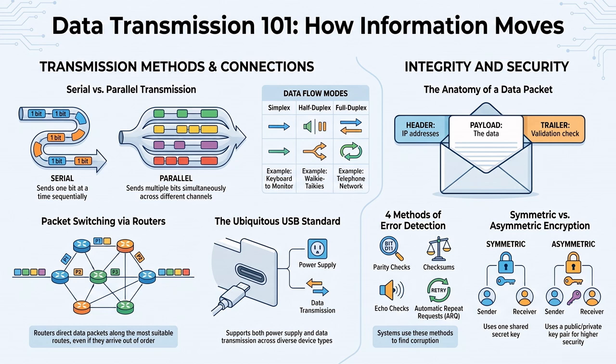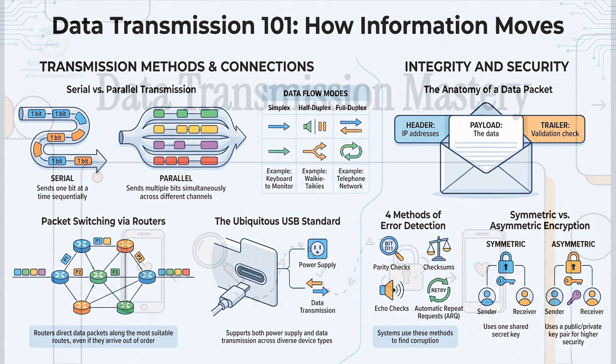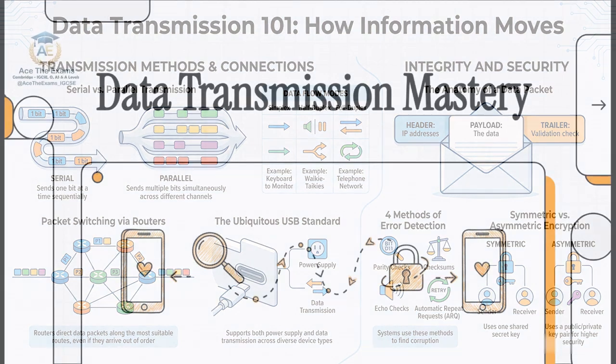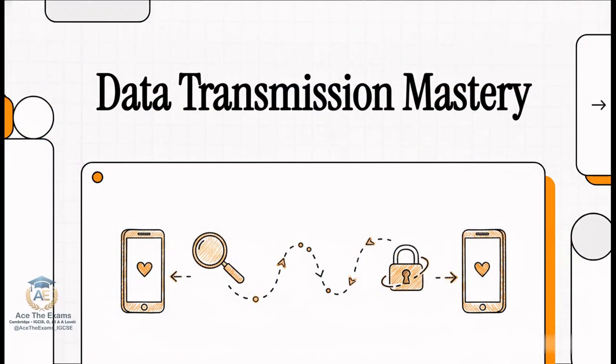Welcome to This Explainer. Today, we're diving straight into exam mastery for Cambridge IGCSE Computer Science, and we are tackling the really fascinating world of data transmission. Have you ever actually stopped to think about how a photo you send from your phone just magically appears on a friend's device halfway across the world in literal milliseconds? Well, spoiler alert, it's not magic. It is an incredibly precise, highly orchestrated system.